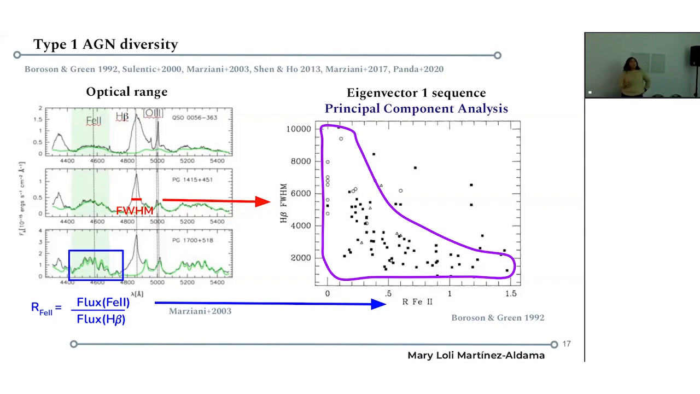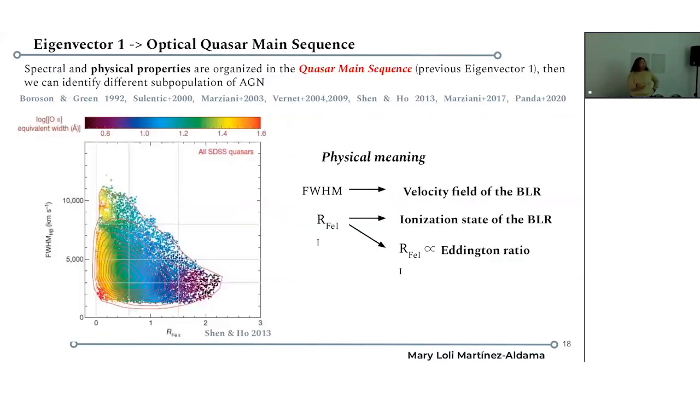So AGNs are located in this part of the region. There are some outliers, but they are not spread over the full map; they are located in this part. If we use a large sample like the Sloan Digital Sky Survey with a lot of galaxies, we see again the same figure. This is like a triangle. In this part of the diagram there are no objects, and the question is why.